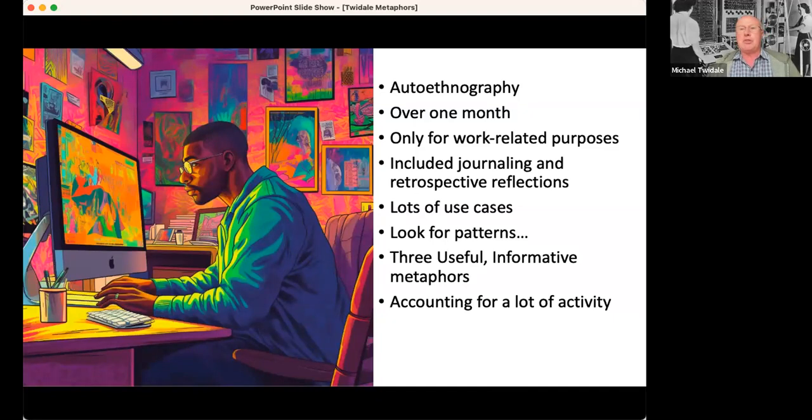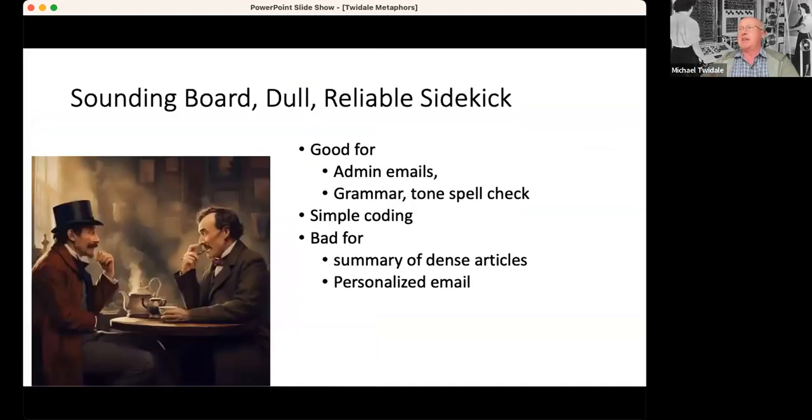And we found three metaphors that we kind of made up that seemed to emerge out of this. So these were not metaphors he had. These are metaphors that are implicit that helped account for a lot of his activity. So the first was when he was using ChatGPT kind of like a dull, reliable sidekick, as a sounding board. It was for admin emails, or to check his grammar and tone of voice, or to see what it is that ordinary people might be thinking about.